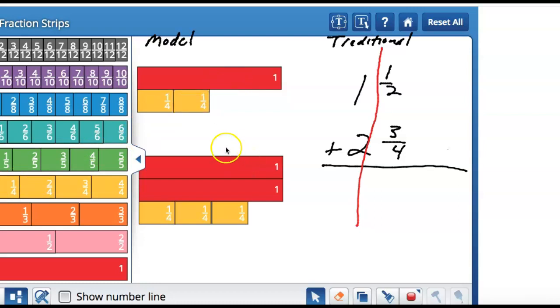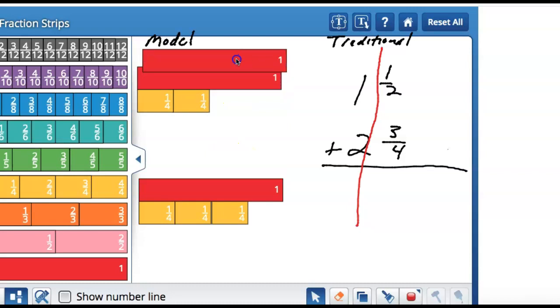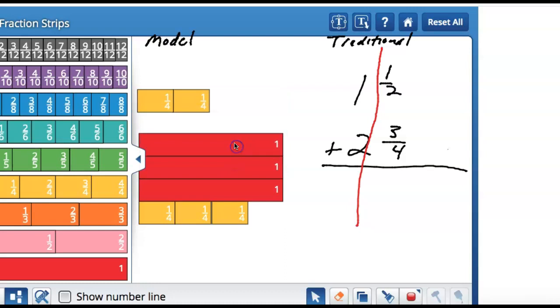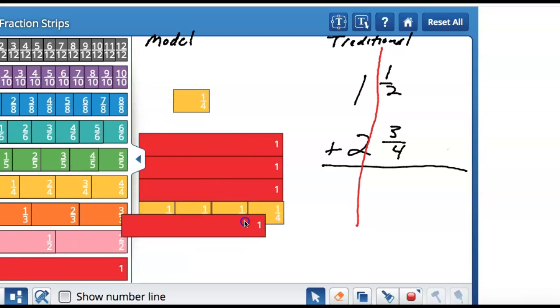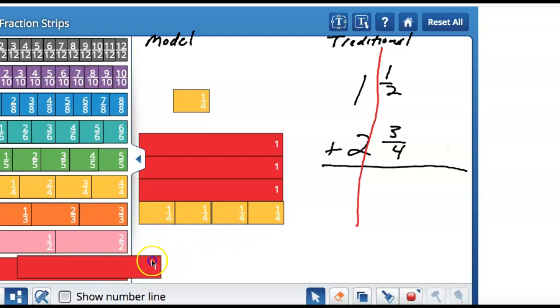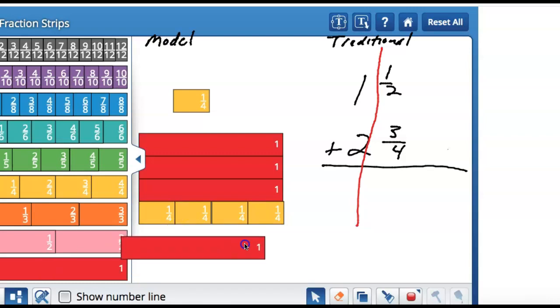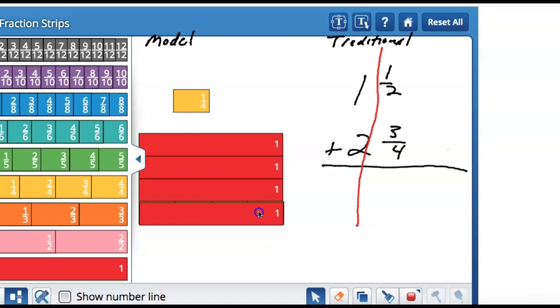All right, so when I combine these, I have 3 wholes, but I also have this fourth that makes another whole. So I'm going to end up with 4. I'm just going to put it under here. 4 and 1/4. So 4 and 1/4 is going to be my final answer, okay? So again, I have 4 wholes and 1/4.